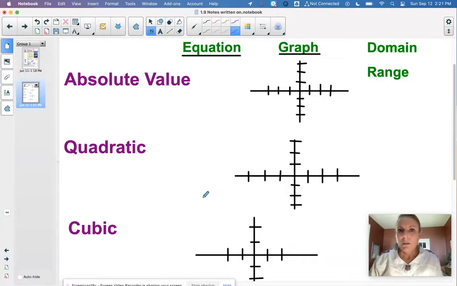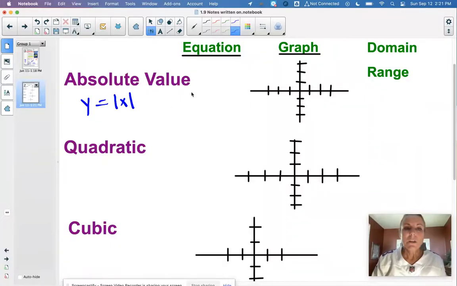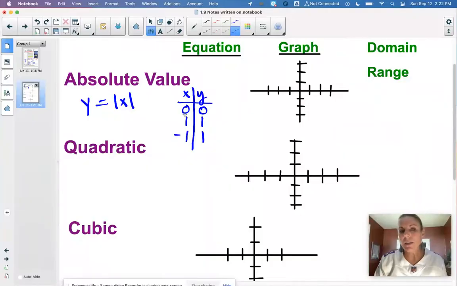All right. So absolute value looks like this. Y equals the absolute value of x. To graph it, we're going to just make a little table. And I'm really going to pick 3 points, maybe 4. It depends on the graph. So if I start at 0, the absolute value of 0 is 0. If I pick 1, the absolute value of 1 is 1. If I pick -1, the absolute value of -1 is 1. I'm just choosing easy x values, and I usually always choose 0, 1, and -1.